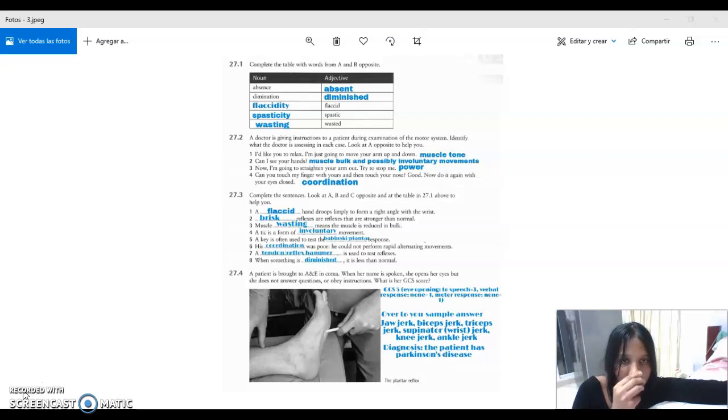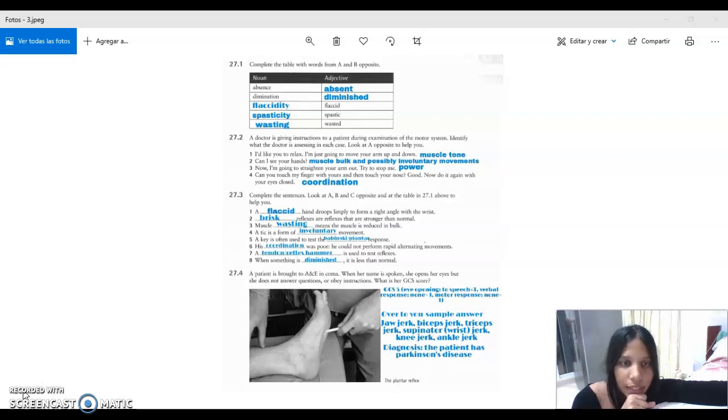1. I'd like you to relax. I'm just going to move your arms up and down: muscle tone. 2. Can I see your hands? Muscle bulk, and possibly involuntary movement.